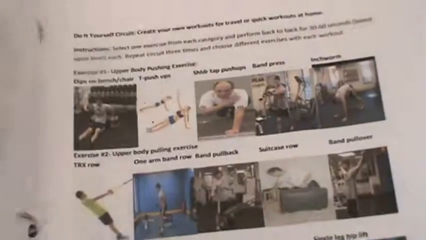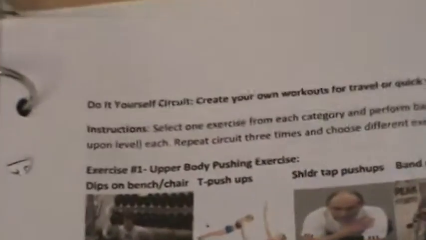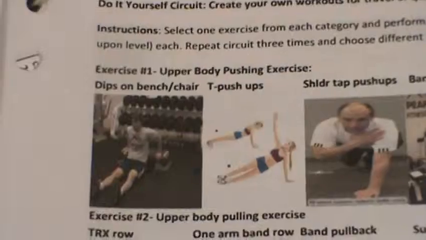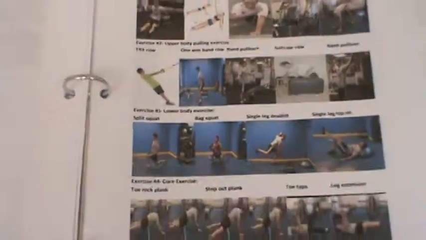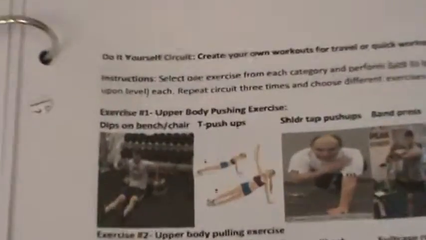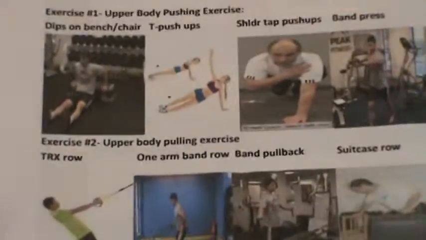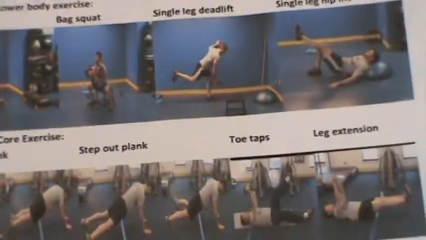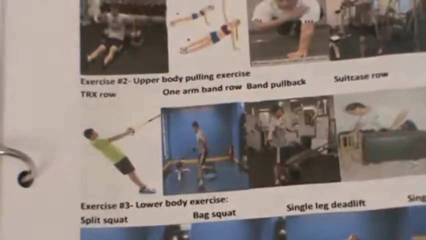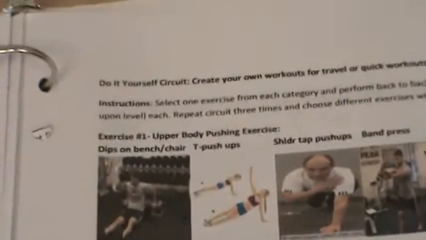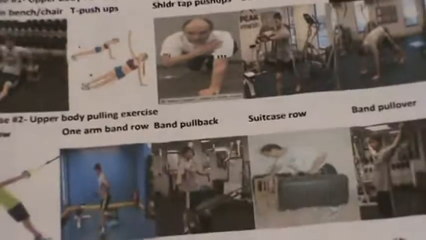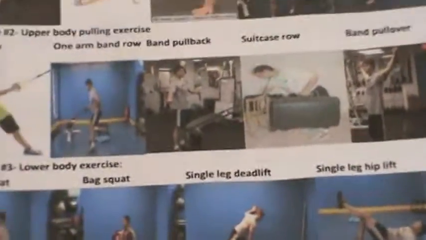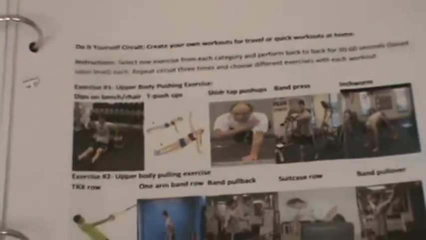Moving on, we also have what is called a do-it-yourself circuit. So this is where the client can just pick an exercise. These are all body weight drills. They can simply pick an exercise, follow the directions to form a circuit. We instruct them to perform each exercise in an interval format, right? This is a circuit that they can do when they're on the road or in a hotel room. So this is all body weight type stuff. This is a good alternative if they don't have access to a gym.